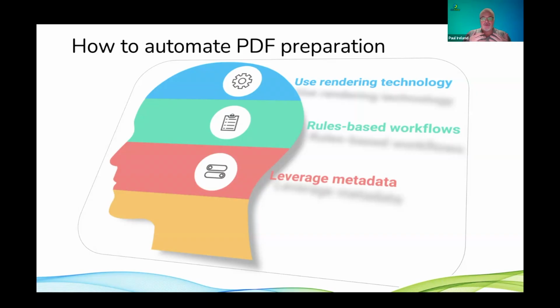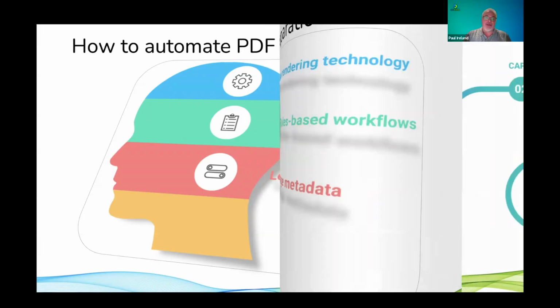Say when the content reaches this state or this status, or is sent to this queue, or whatever it may be, or dropped into this folder, you can build rules to say what exactly should happen to that content. How should it be checked? How should it be fixed? How should it be resolved? So that's what we're going to look at here, is how we can leverage the rendering technology, build workflows, leveraging the metadata available to it, again, for automation.